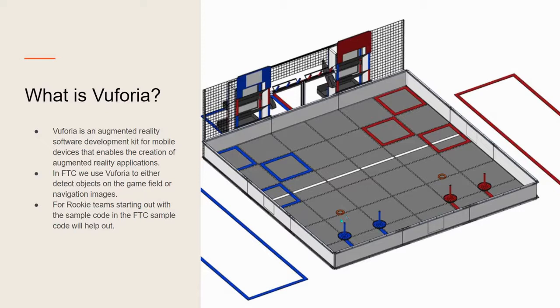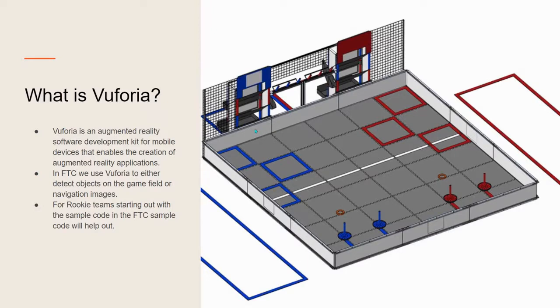It would be randomized at the start of each round, and our robot would have to detect how many rings are placed here. So the robot will know where to place the wobble goal in one of these three locations. And this is an example where Vuforia could be really helpful for an FTC team.